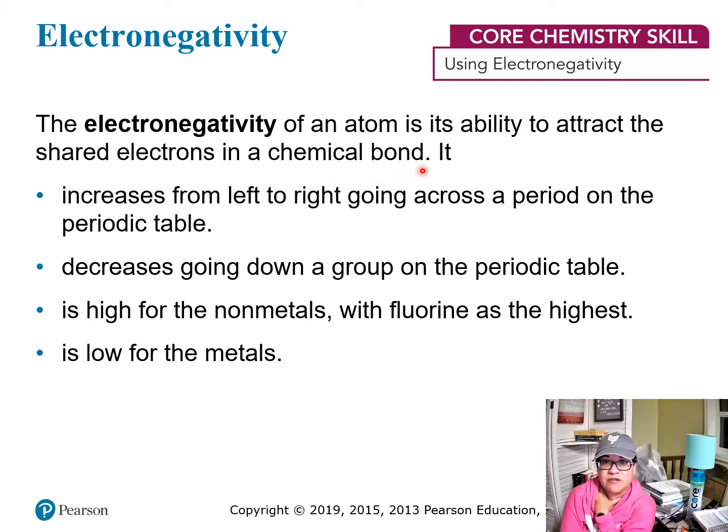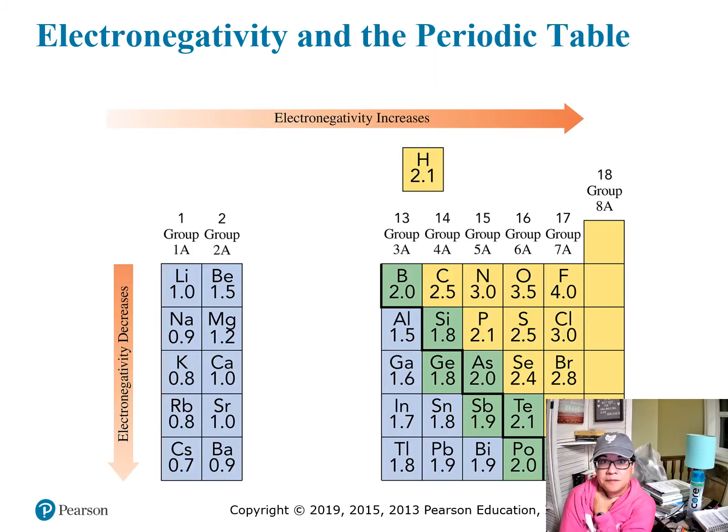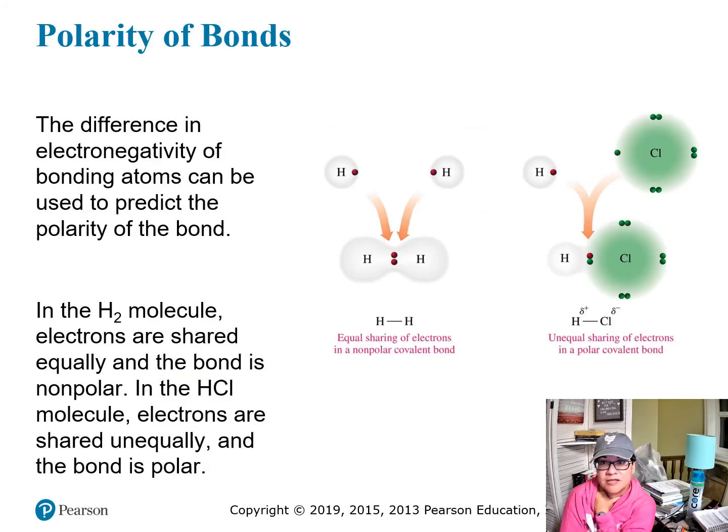So electronegativity is the atom's ability to attract electrons to make a bond. So it's how good it is at getting electrons and sharing electrons. And you can see the trend that we saw in the last slide. Fluorine is the highest, and then metals are usually low. Cesium is the lowest. So here's that trend again. And this electronegativity is going to determine if the bonds are polar or not.